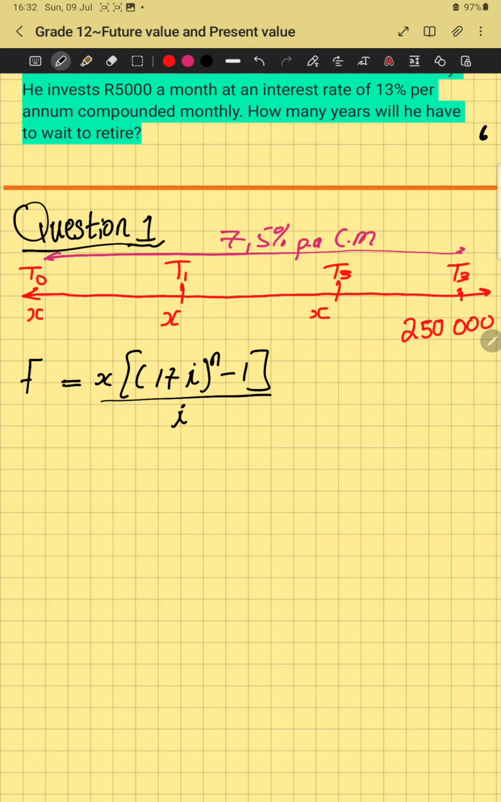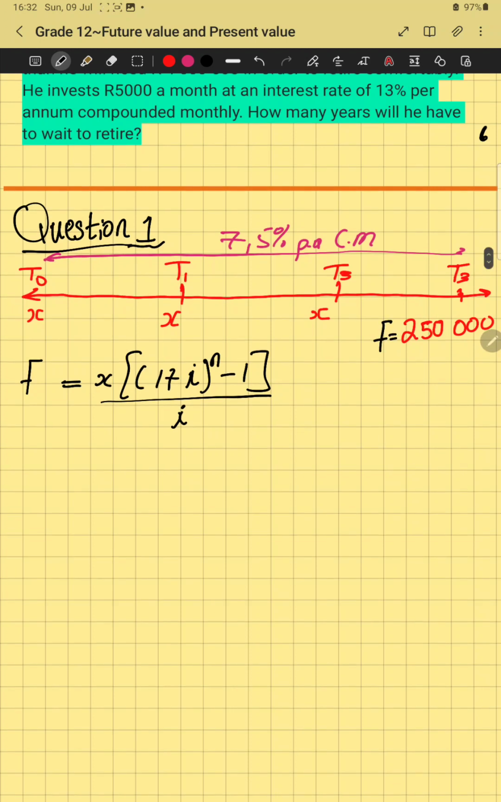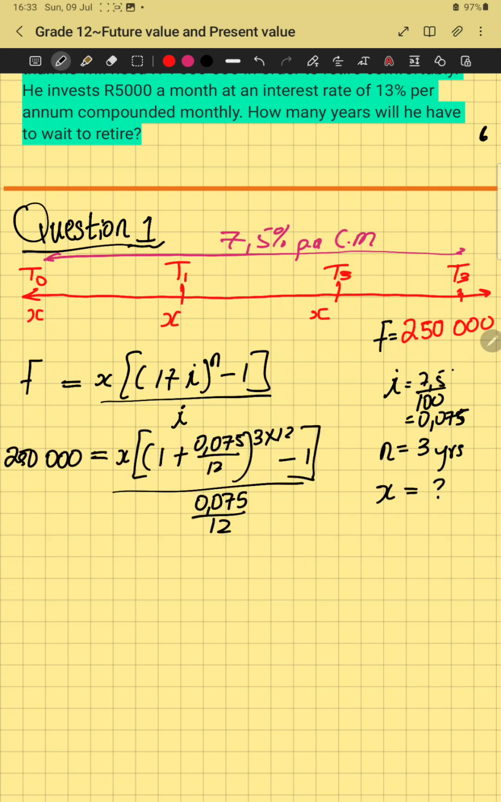Then we substitute. Remember I said the future value, which is F, is 250. Then i here is 7.5, and we divide it by 100, so we get 0.075. And then remember, the number of years is 3 years. Then we are looking for X. Then we just substitute.